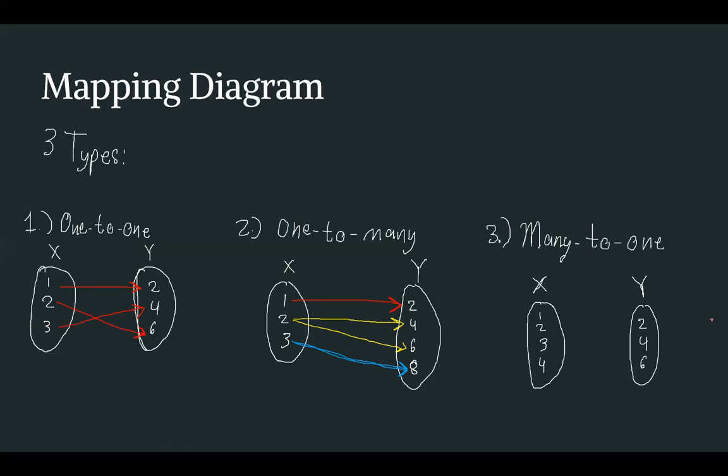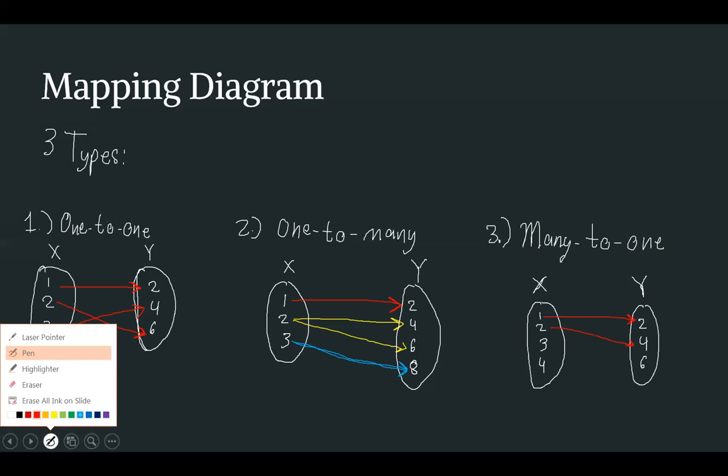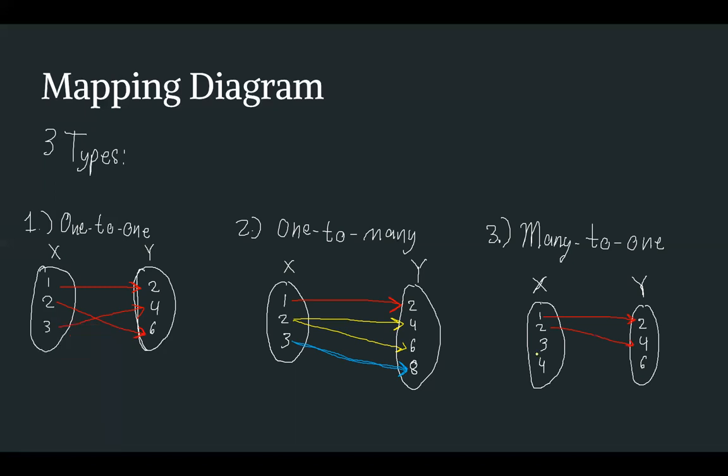All right. And let's just match them. So let's just say 1 is for 2, 2 is to 4. Then we have 3 is to 6, and 4 to 6 as well. So what can you see here?